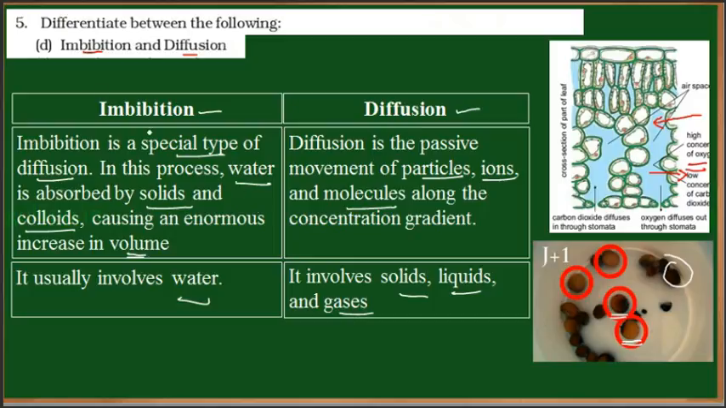So imbibition is a special type of diffusion in which a solid or a non-living substance can absorb water and increase its volume. Whereas in diffusion, it can be solid, liquid or gas. These substances move from their higher concentration to lower concentration.